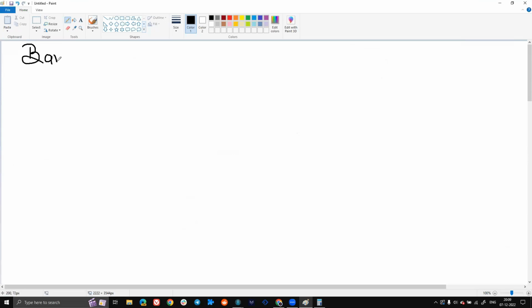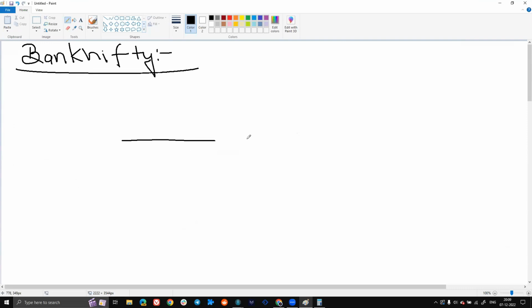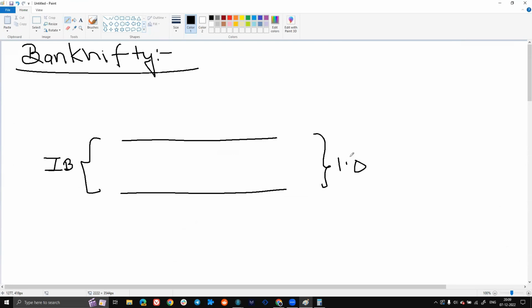Again, our sweetheart, Bank Nifty. And this is IB. And range of IB is 1.8%. This was A period, this was B period. And C period closed here. This is the close of C period.